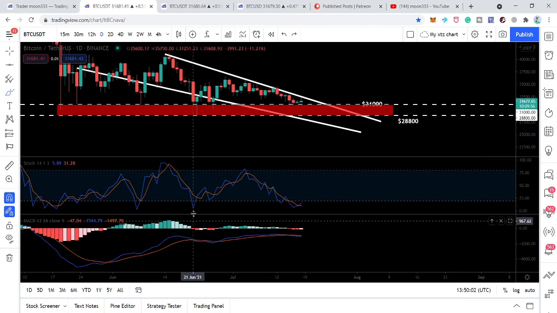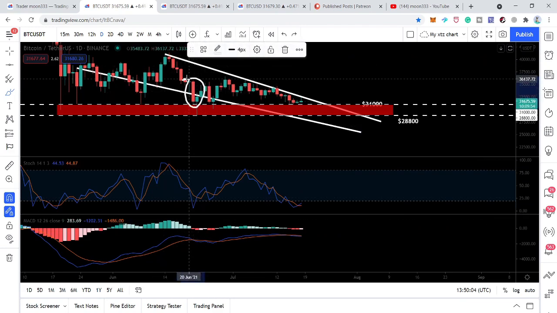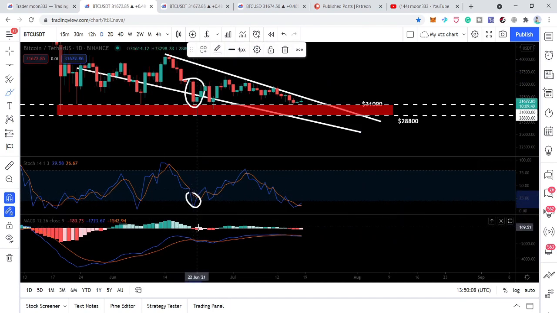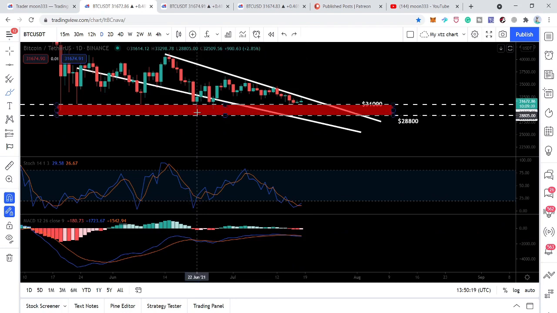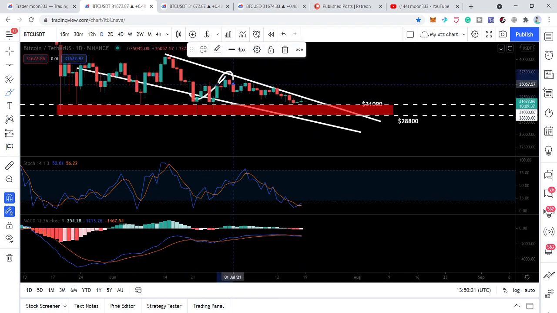And here again, the price action moved at this support, and the stochastic entered the oversold zone, and the MACD was very strong bearish, and it turned weak bearish from here. That was a bullish signal, and we can see that we had a very nice rally towards the upside again.